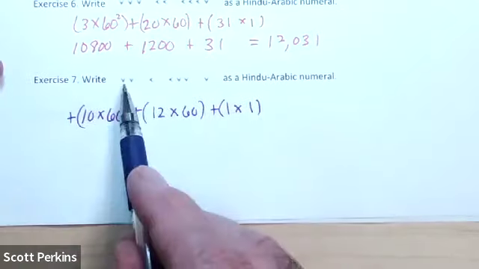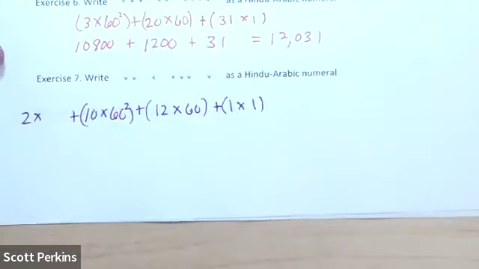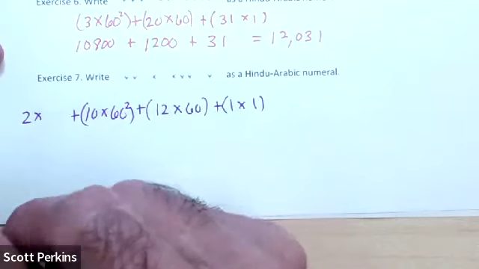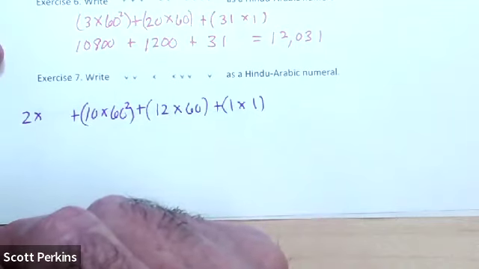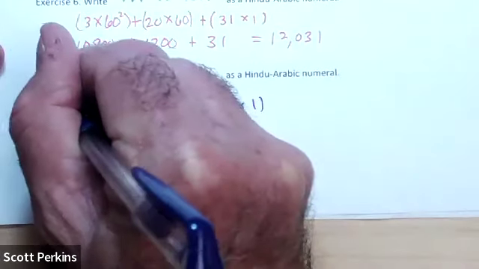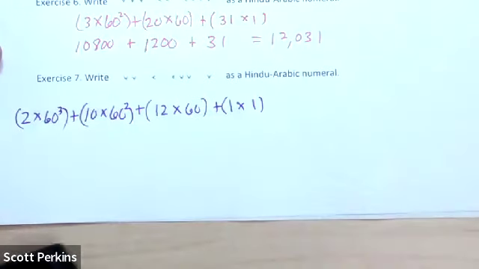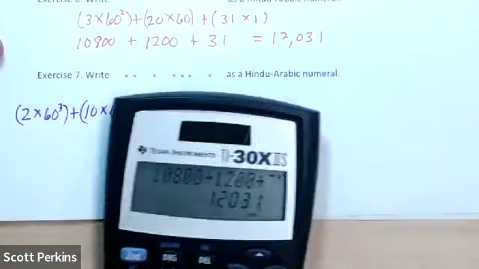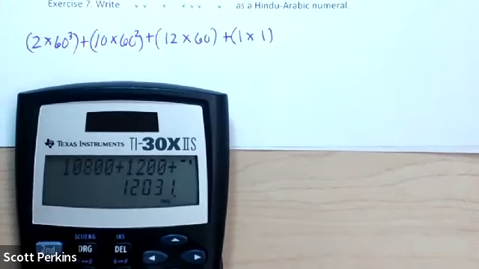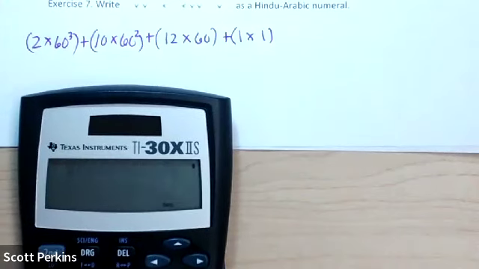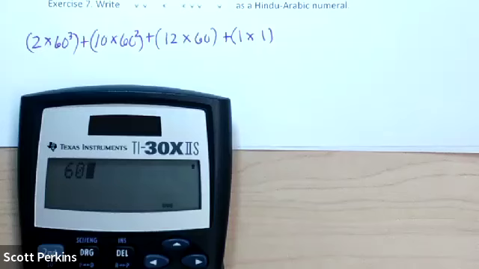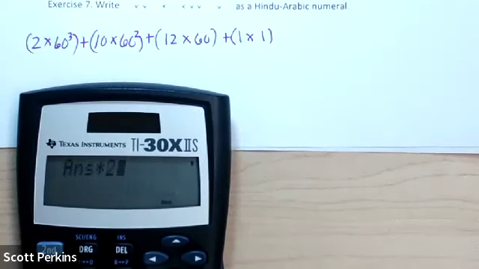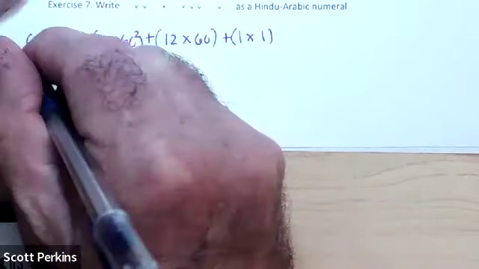And then finally, I have 2, and that last position out there is groups of what? I'm sorry? 60 to the power of 3. Excellent. Well said. And so once you've translated it into expanded notation, it just becomes at this point an exercise in using your calculator. So I have 60 to the third. 60 to the third, it was a large number. It's 216,000 times 2. So that is 432,000.